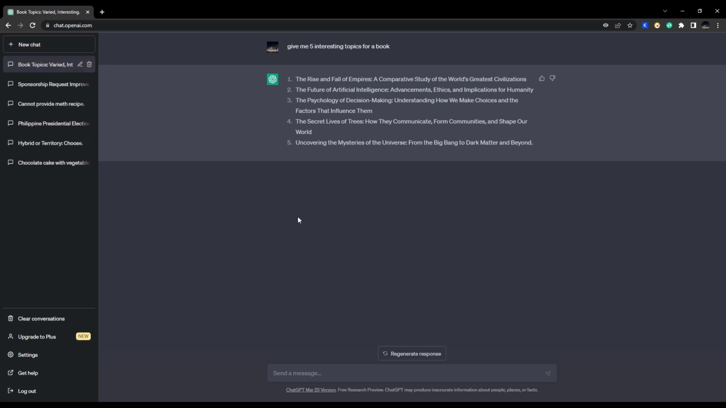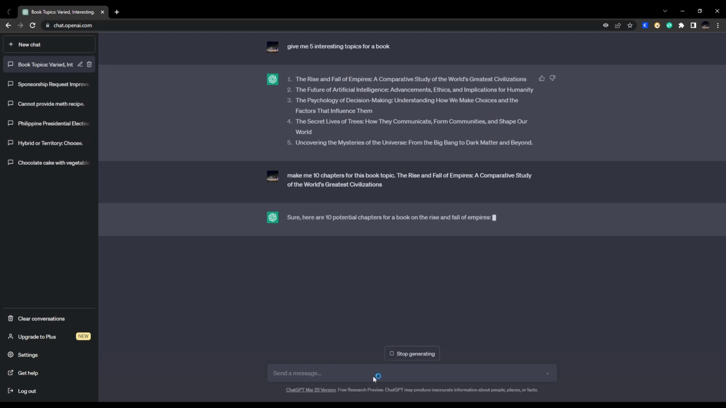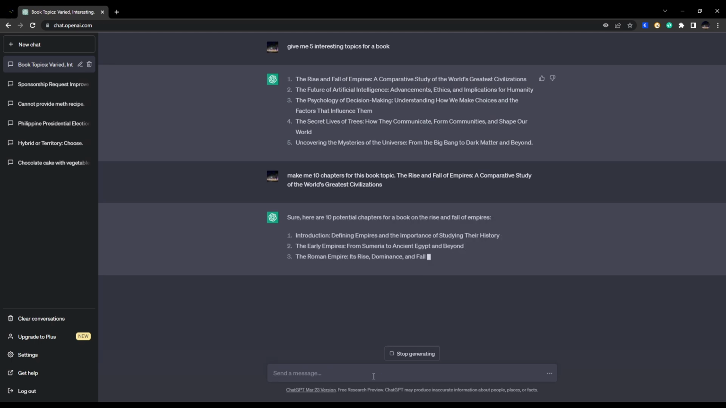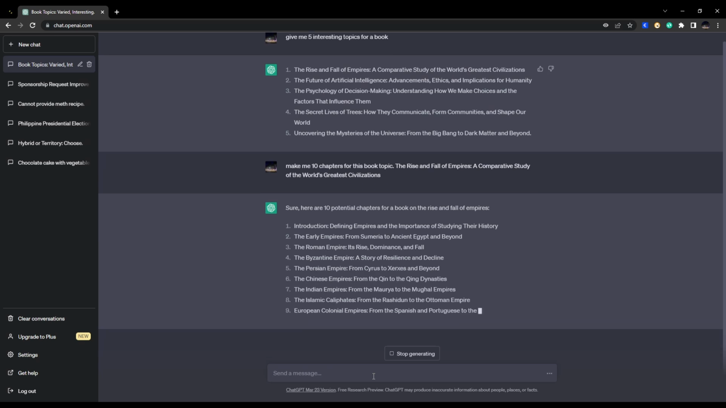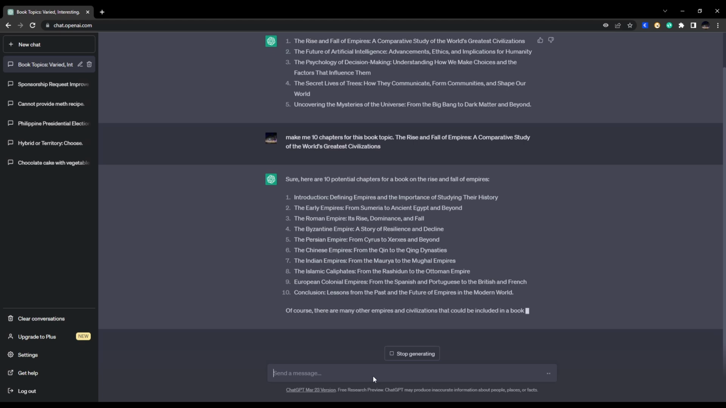Okay, so let's say, for example, let's take the first one here, the rise and fall of empires, a comparative study of the world's greatest civilizations. Sounds exciting. So let's copy this one and say, make me 10 chapters for this book topic. All right, so here it is going to give you 10 chapters of the book that ChatGPT also suggested.